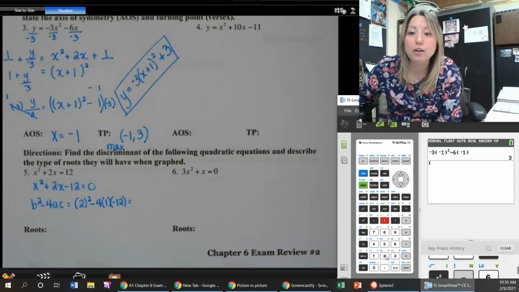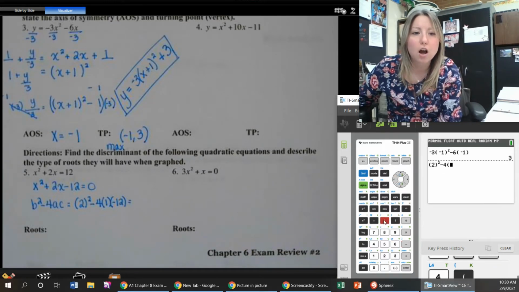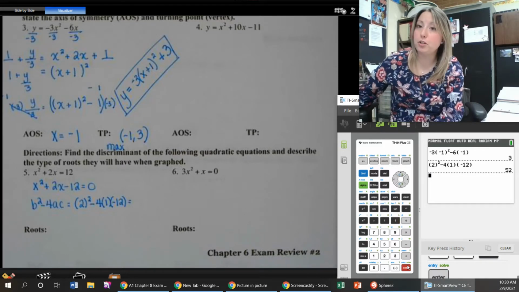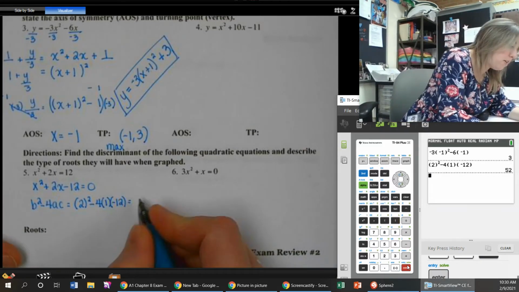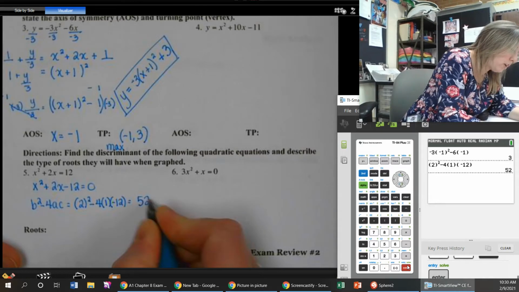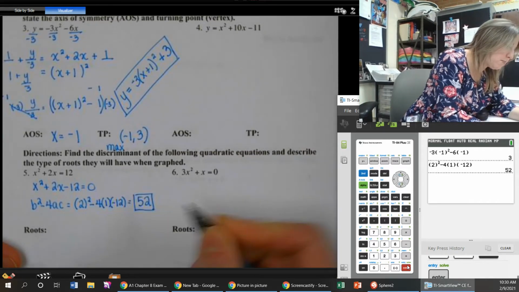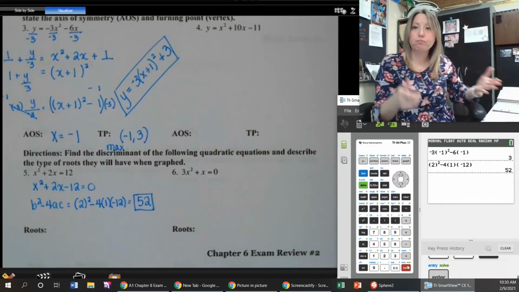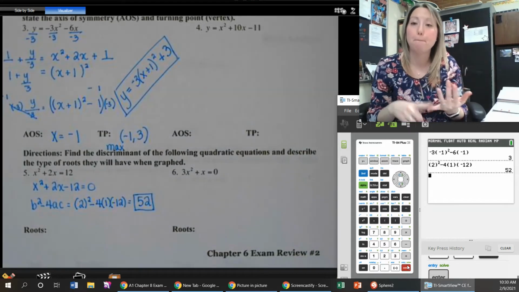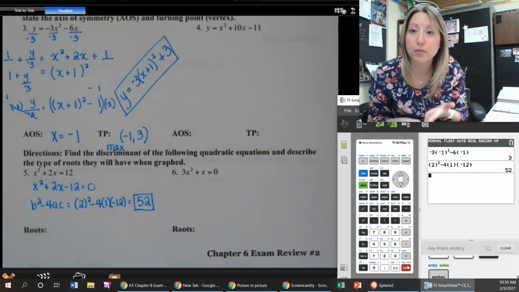So let's see. We've got 2 squared minus 4 times 1, which we know is 4, times -12. And that gives me 52. Okay, so my discriminant value is 52. Now what I do is I think about what is 52. 52 is a positive non-perfect square.